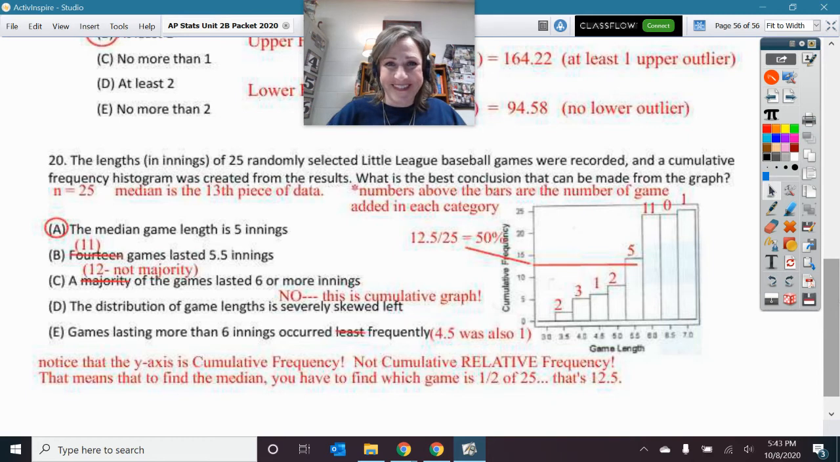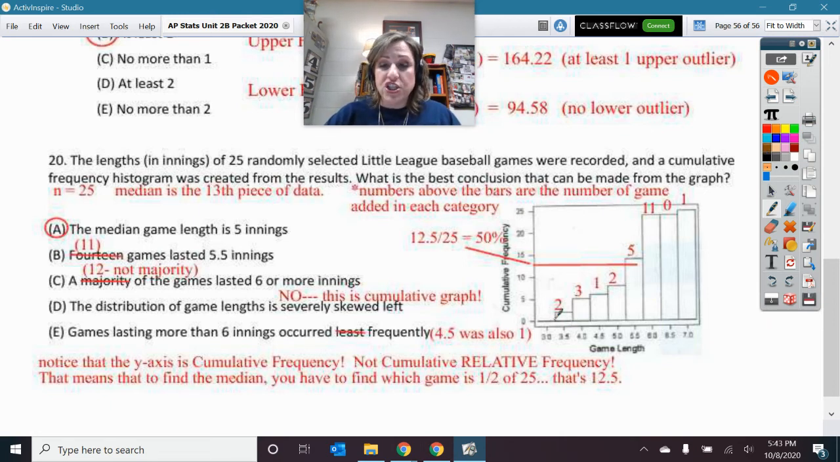And finally, this one is pretty mind blowing also. Man, I had to do a lot of thinking on this one. Here we go. 25 pieces of data. First, this is a cumulative frequency chart, not cumulative relative frequency. So this is not percentages over here on the left side. Also notice that when I needed to find out how many games occurred in each one of these bars, it's cumulative.